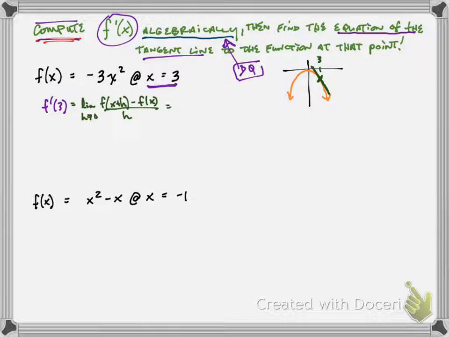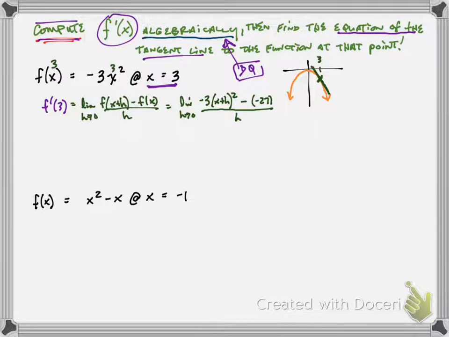Now, if f of x is negative 3x squared, then we've got the limit as h goes to 0 of negative 3 times the quantity x plus h quantity squared minus whatever the function evaluated at 3 is. So we put 3 in here. 3 squared is 9. 9 times negative 3 is negative 27. So subtract negative 27, all divided by h.